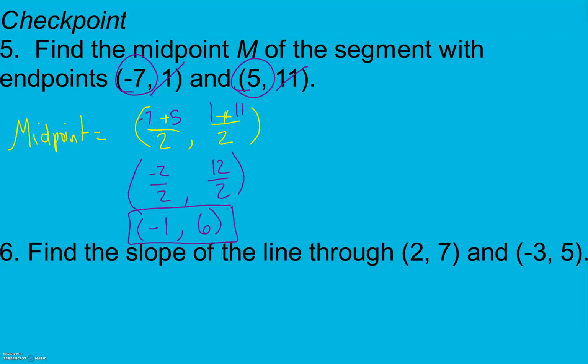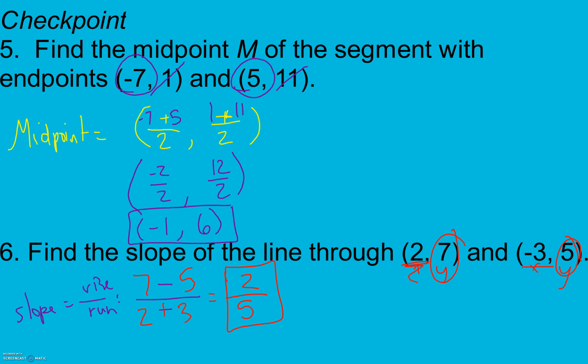Now to find the slope here, remember slope is rise over run. We subtract to find our change in y's, and then we divide by our change in x's. And to find our change, we subtract. X's go together, and y's go together. So 7 minus 5. Since I use 7 first, I have to use 2 first, minus negative 3. I get 2 over 5.